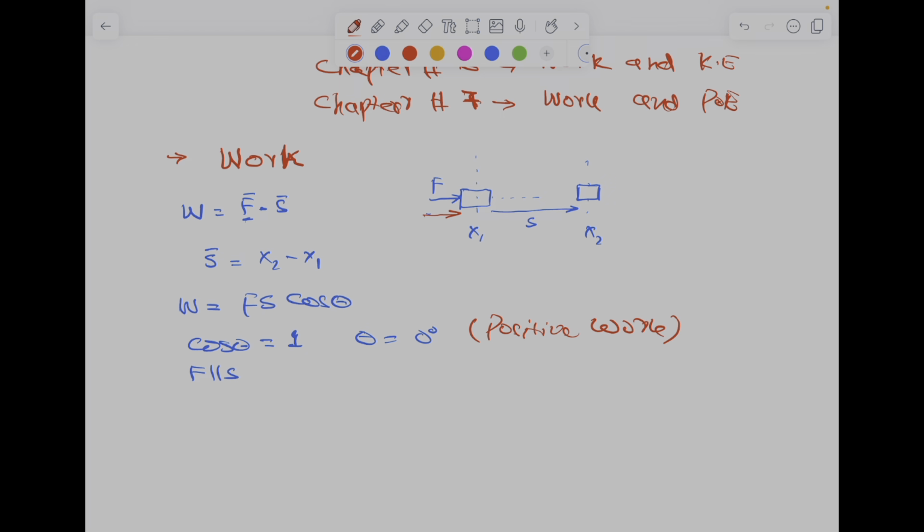And when cos theta is 0, when theta is 90 degrees, it means you're applying a force in this direction and the object is moving in this direction, or it's not moving, or it may be stationary, in the rest position. So your work is 0. Zero work, or no work.